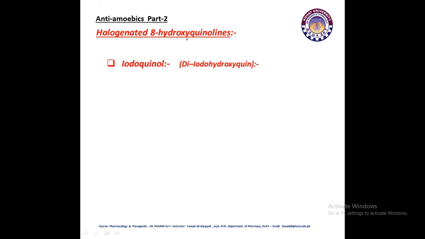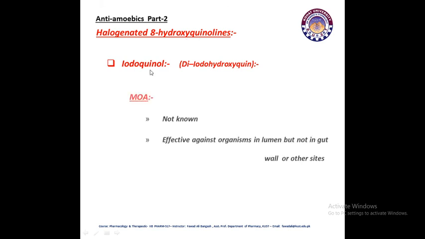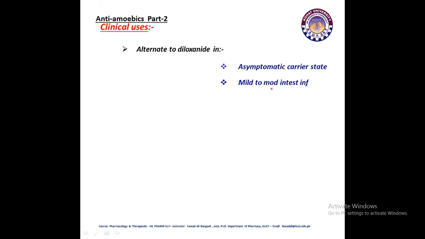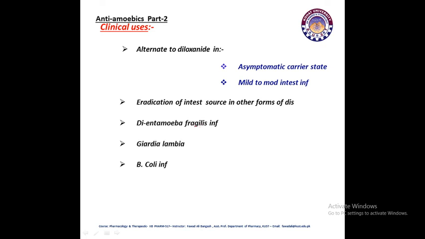Halogenated 8-hydroxyquinolines like iodoquinol also have no specific known mechanism, but they are effective against the organism in the human gut lumen, but not in the gut wall or other sites. Clinical uses: an alternative to diloxanide in asymptomatic carrier state, mild to moderate intestinal infection, eradication of intestinal sources, another form of the disease like Dientamoeba fragilis infection, also effective in Giardia lamblia.